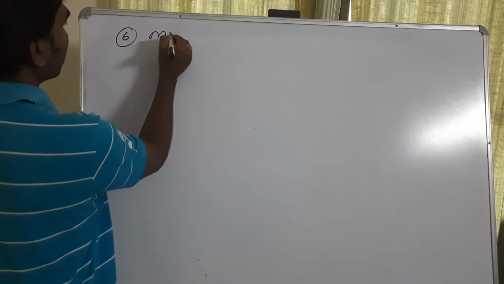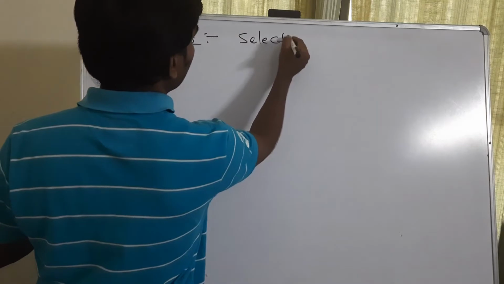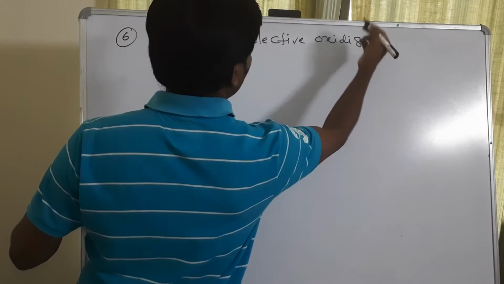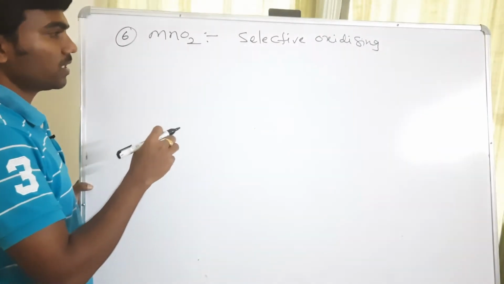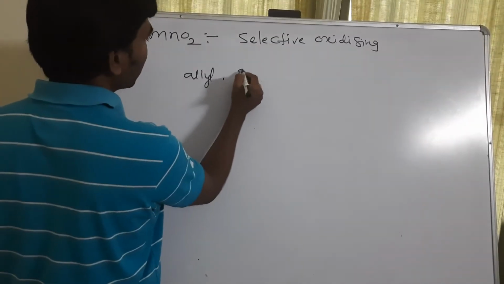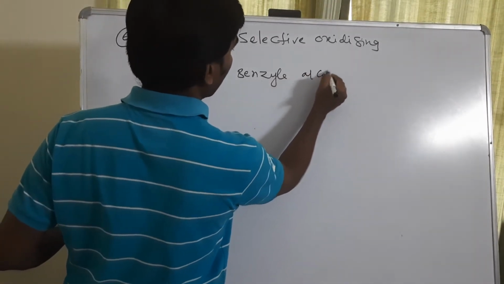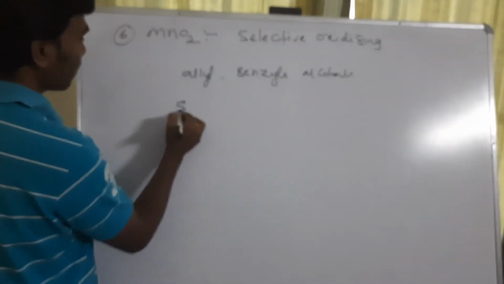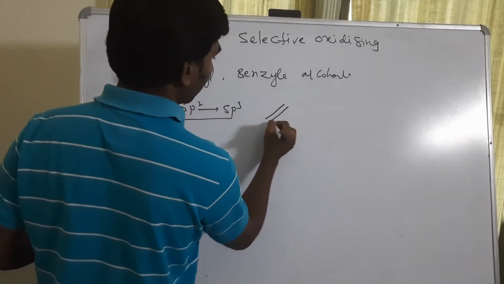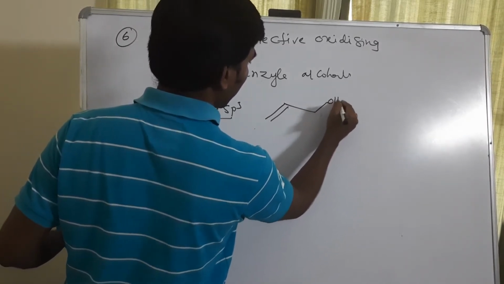Next oxidizing agent is MnO2, manganese dioxide. Actually, this is a selective oxidizing agent. Selective oxidizing means it will oxidize only selective compounds. Selective compounds means it will oxidize only allyl and benzyl alcohols. Allyl alcohol means sp2 followed by sp3. Here this is the allyl position, sp2 followed by sp3, so the OH is called what? Allyl alcohol.